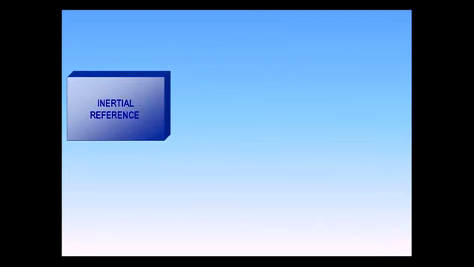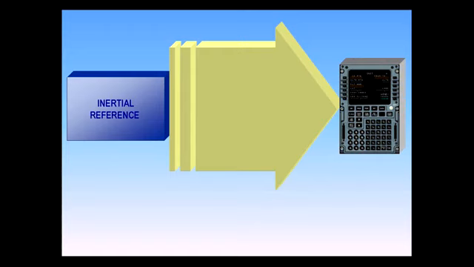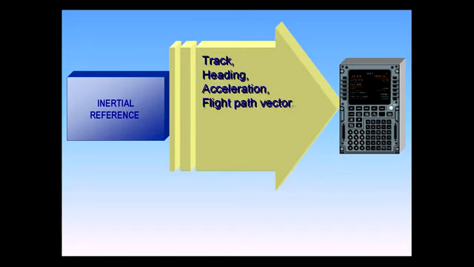The IR part provides inertial data to the FMGC, EFIS, and other users. The inertial data provided include track, heading, acceleration, flight path vector, airplane position, ground speed, and attitude.